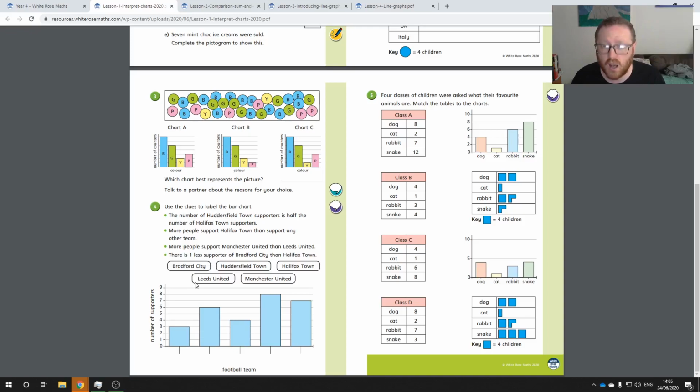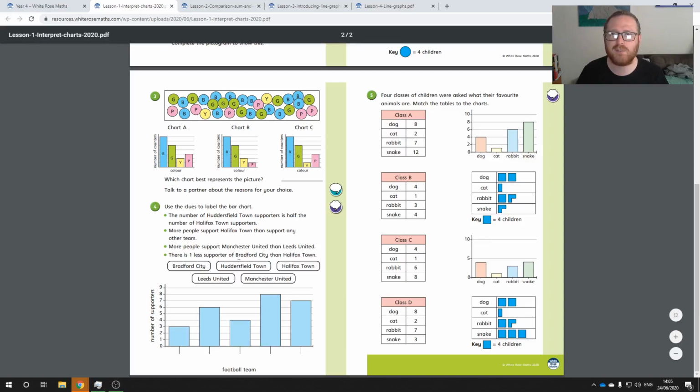Now, I'm a big Leeds United fan, so obviously, without even reading the data, I can tell you that Leeds United are going to be the biggest amount. But I'm probably wrong on that. So you're going to have to think carefully, look at the clues, sort them out.